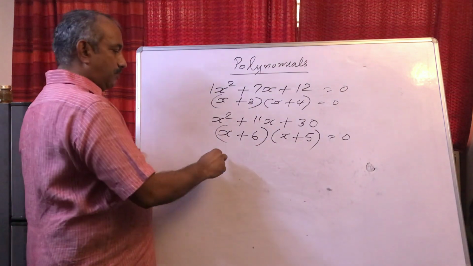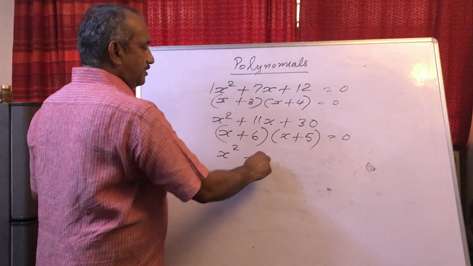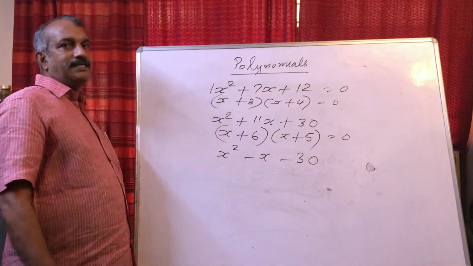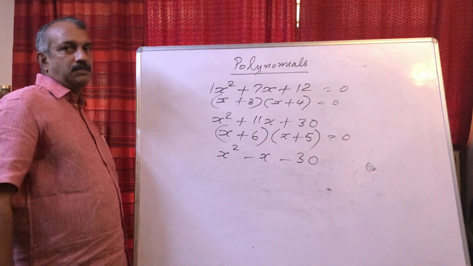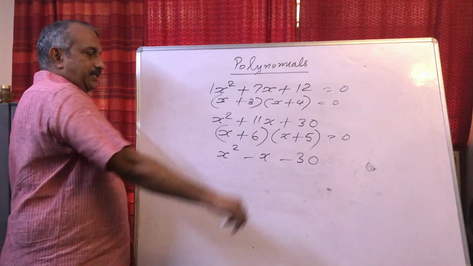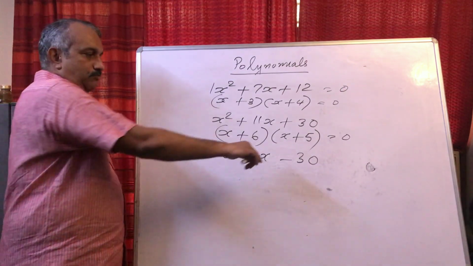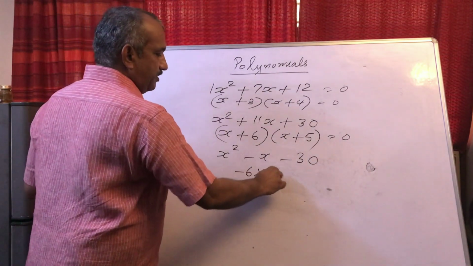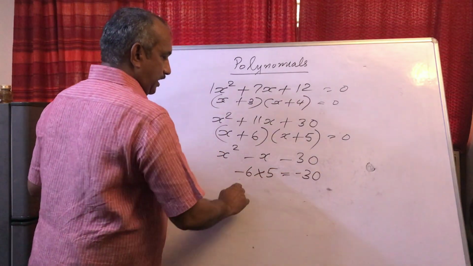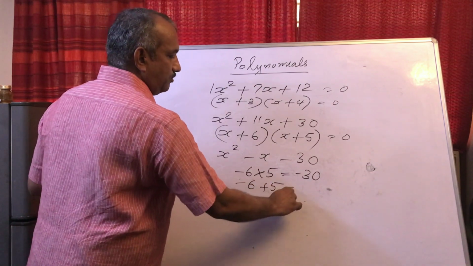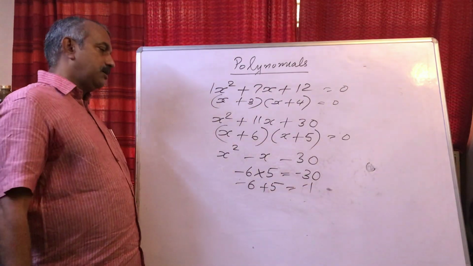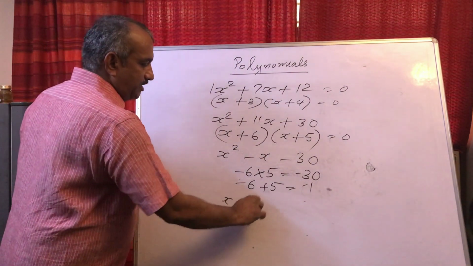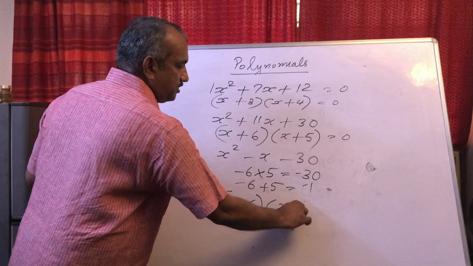Let us take one negative number also. X square minus x minus 30. In this case also you can write the answer directly. Find two numbers. When you add, you should get minus 1, and when you multiply, you should get minus 30. Minus 6 into 5 is equal to minus 30, and minus 6 plus 5 is equal to minus 1. So the numbers are minus 6 and 5. So factorization is x minus 6 into x plus 5.